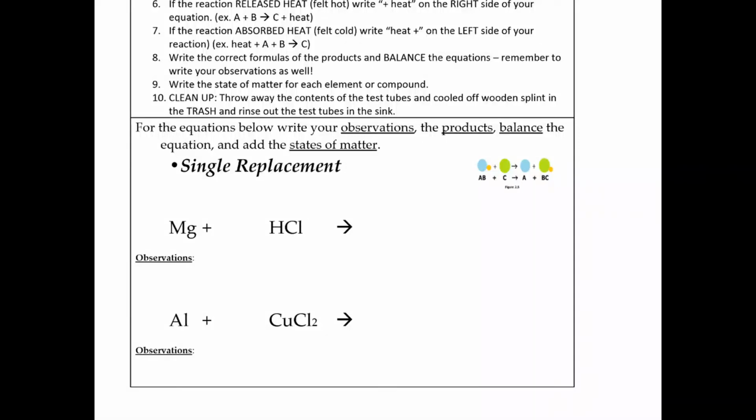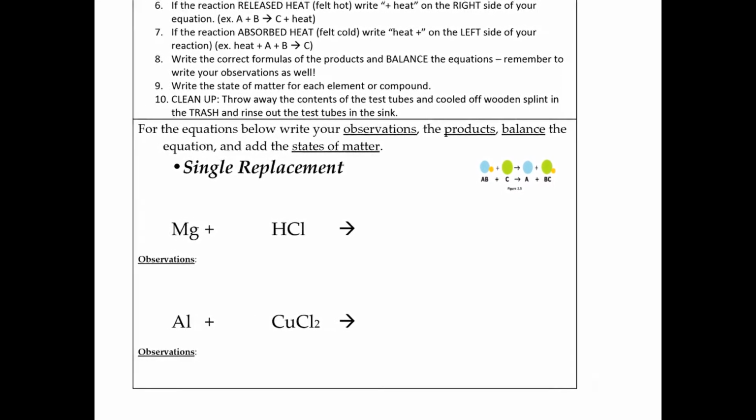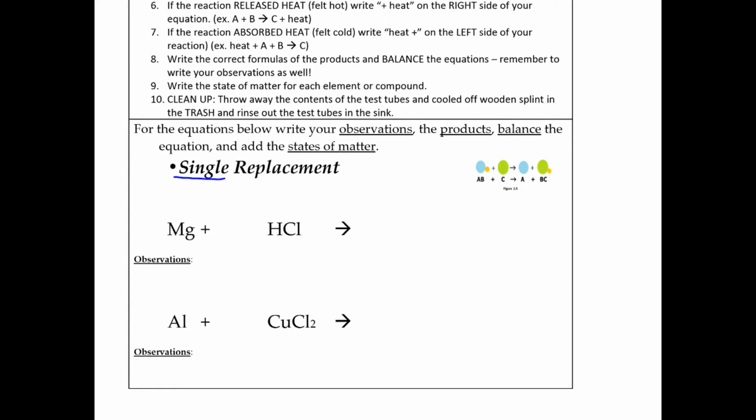In today's lab, you performed two single replacement labs where you first took magnesium, which was a metal, so you should know its state of matter, and you reacted it with a solution of hydrochloric acid. So remember, that's dissolved in water. It's not a liquid, it's a solution, so it's aqueous. And you saw that you formed a couple of different products.